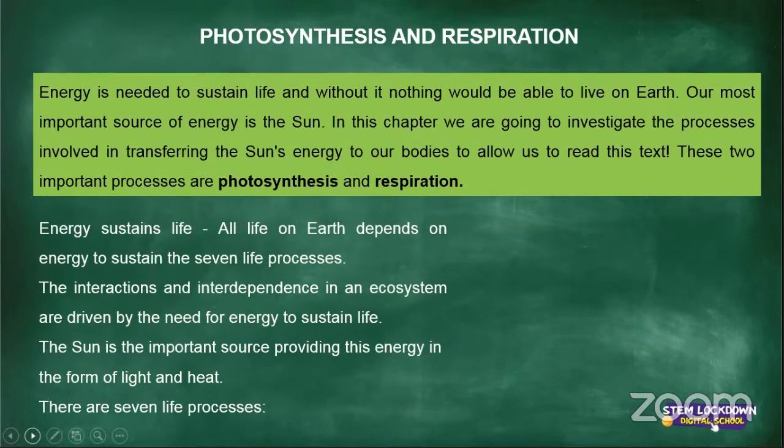So energy sustains life, and all life on Earth depends on energy to sustain the 7 life processes. The interaction and interdependence in an ecosystem are driven by the need to sustain energy and basically to sustain life. The sun is an important source providing this energy in the form of light and heat. There are basically 7 life processes. Does anybody know what the 7 life processes are? You can raise your hand.